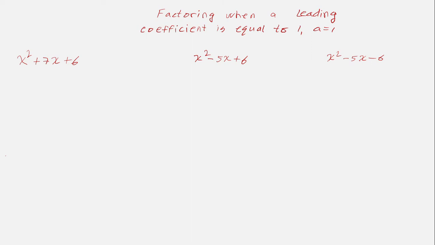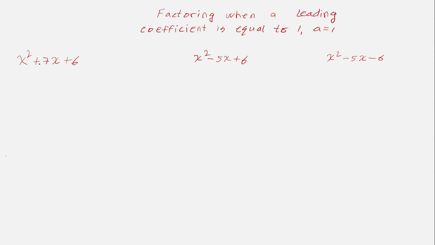Let's do factoring when the leading coefficient is equal to 1. Leading coefficient is just the coefficient of the leading term. And the leading term is the term with the highest degree. So in this trinomial right here, the highest degree is 2. So this is the leading term. And the leading coefficient would be just the number in front of it that multiplies it. And in this case, it's 1. So we don't even need to write it down.